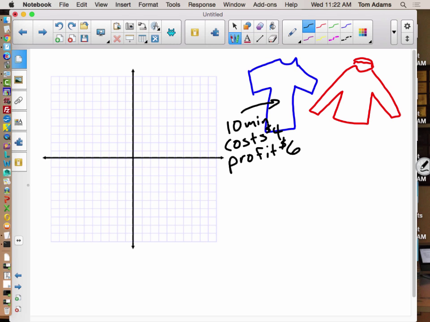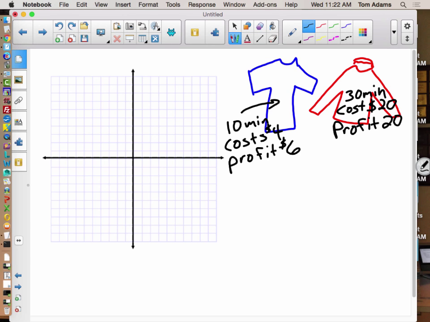So now this sweatshirt, this one takes 30 minutes to make. It costs $20 to make, and I want to make a profit of $20. So you're selling the t-shirt for 10.